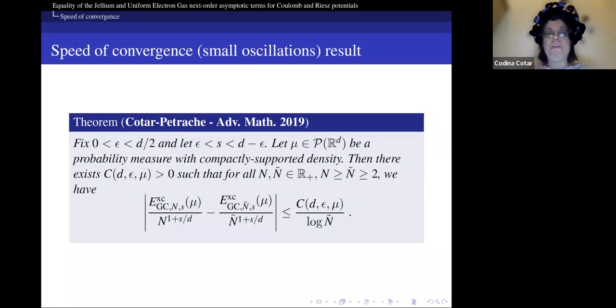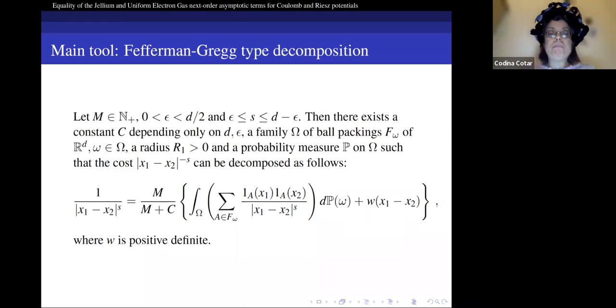Looking at the problem, it turns out that we can take this Feynman-Gregg decomposition and move it to other problems of interest. We can take it to the so-called Jellium problem, and also to the Coulomb and Riesz gases problem that Serfaty and collaborators have worked on.